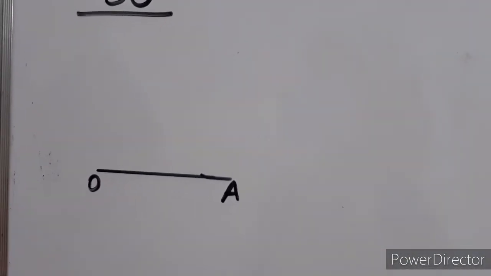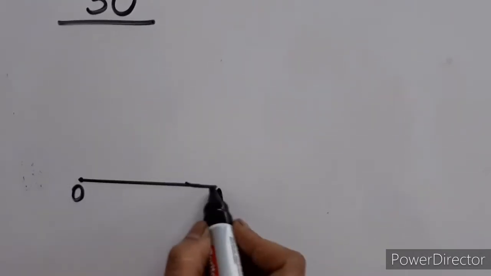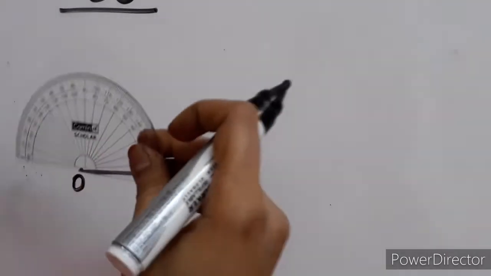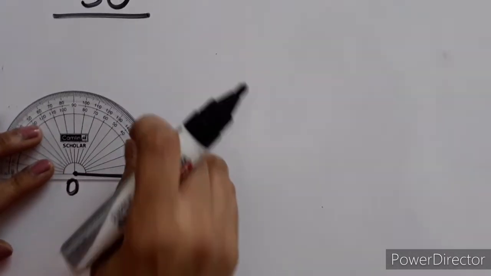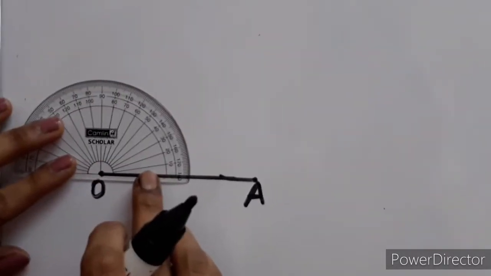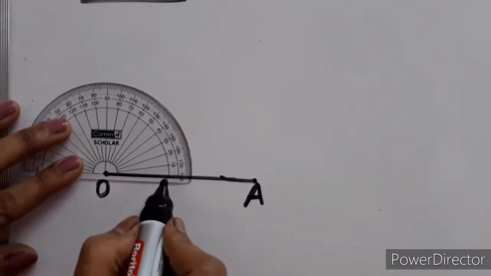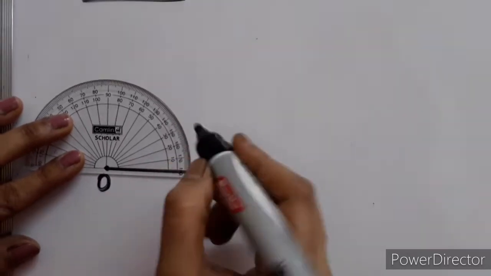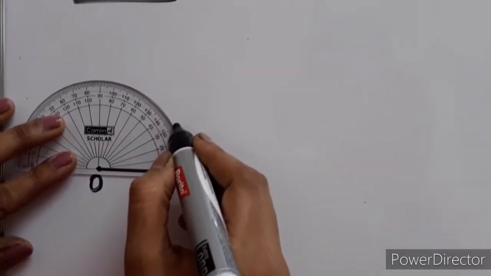Now what we have to do here is, we can take this as an end point or this as an end point. Any one we can choose. Now I am choosing the left part. Left part means I have to take the inner scale. The inner scale starts here inside with 0, 10, 20 and 30. So I will mark here 30.